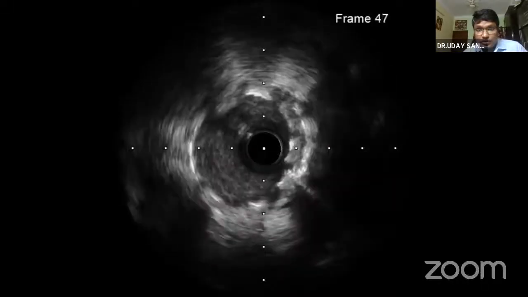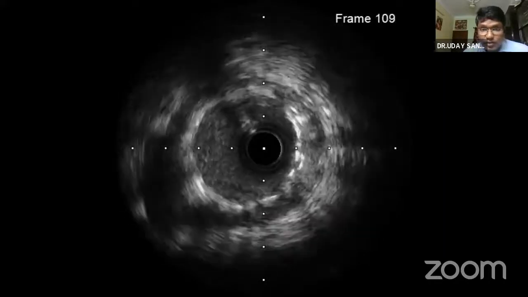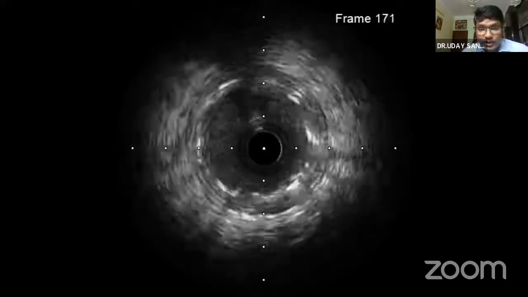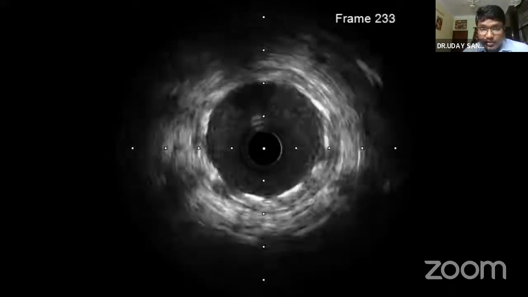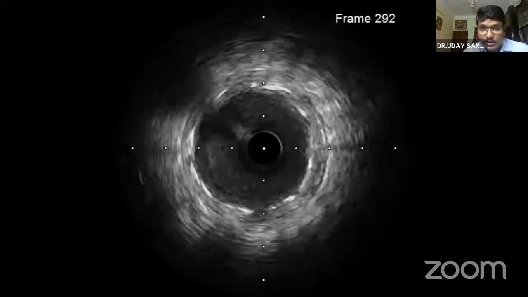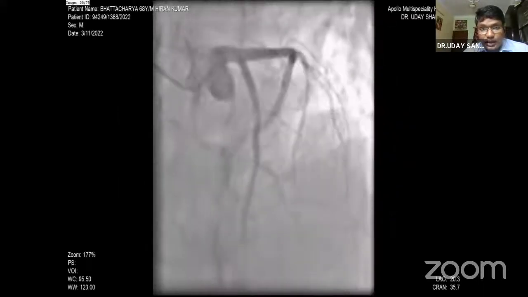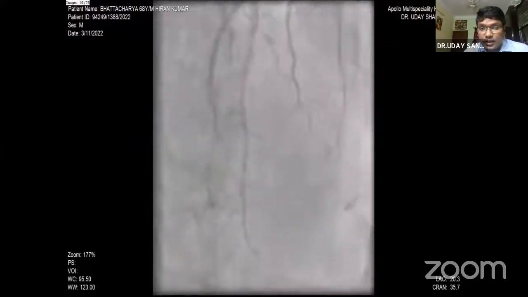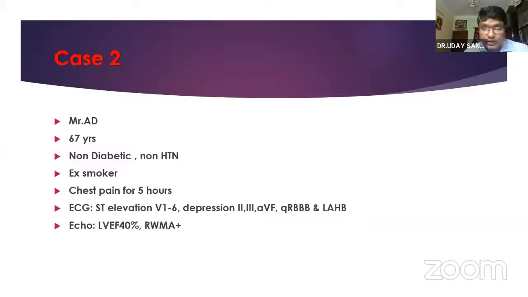And this was the final IVUS run, which showed a very satisfactory result with stent apposition without any complication. Thereafter the patient was symptom free and was discharged. Now he is behaving quite well.